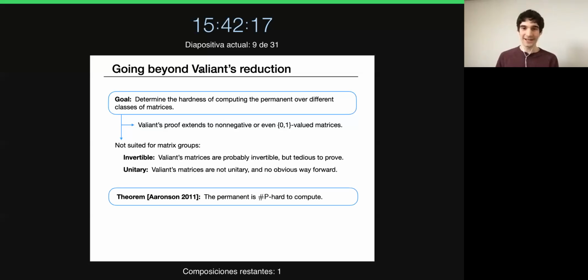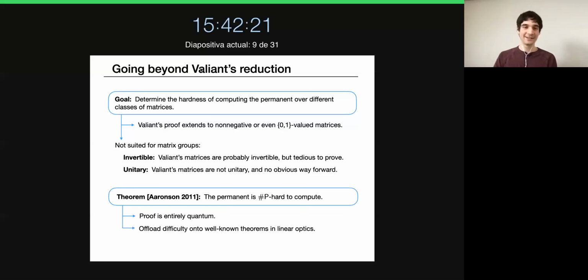Well, the reason this is even a thing is that Scott's proof is entirely quantum. It removes all of the difficulty of these graph gadgets and stitching them together and figuring out what these things do, and it offloads all of that difficulty onto some well-known theorems in linear optics. The upshot is that if you're a physicist or you know these theorems, then the #P-hardness of the permanent becomes a one-liner. It's an extremely beautiful proof if you know these things.